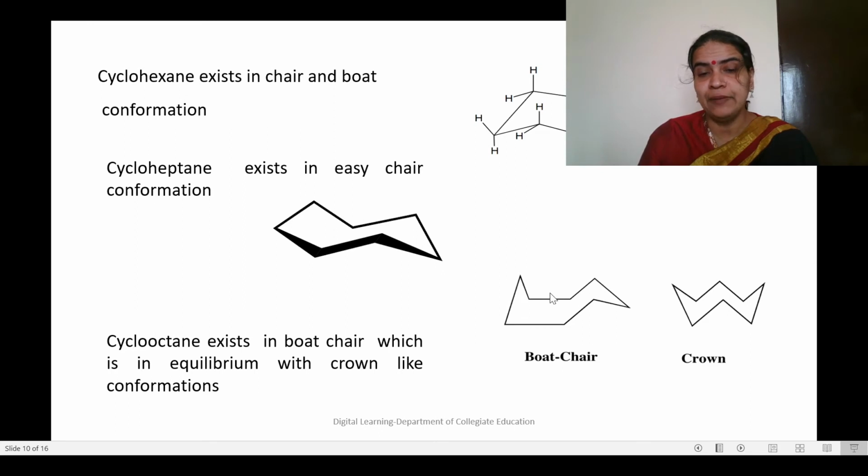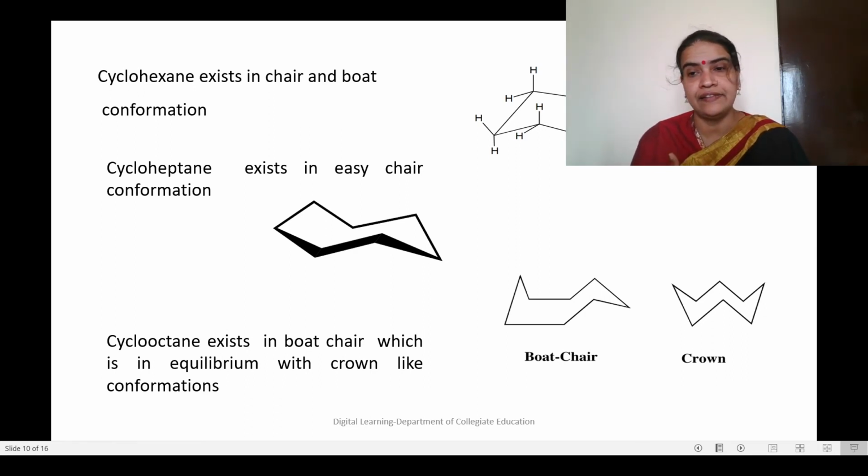Cyclooctane exists in a boat-chair form, which is in equilibrium with a crown-like conformation. Crown-like and boat-chair structures for cyclooctane. So these are the different forms. Why do they take all these shapes? To relieve the angle strain in the molecule.